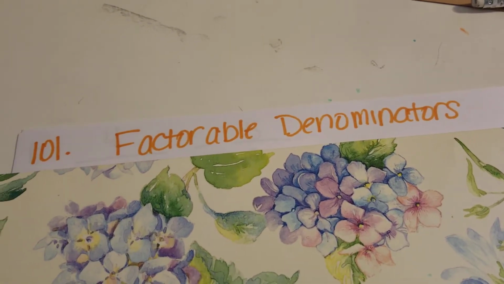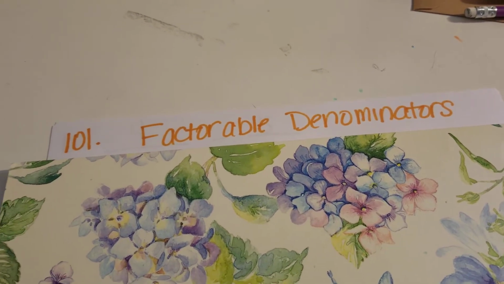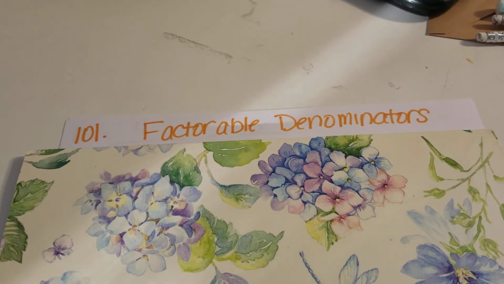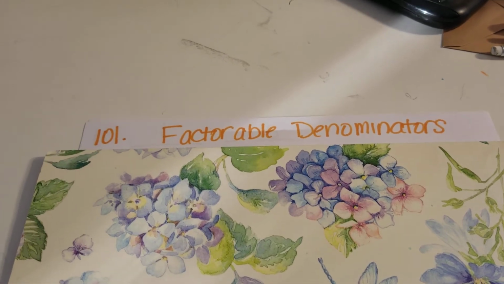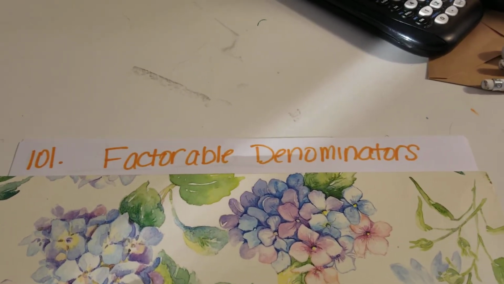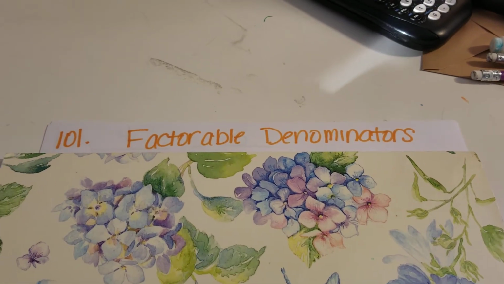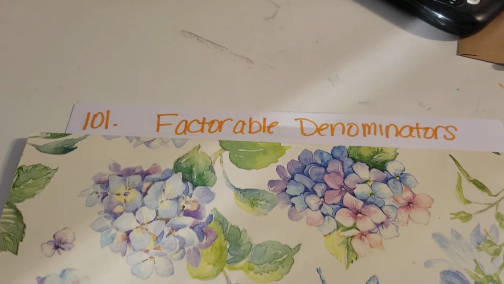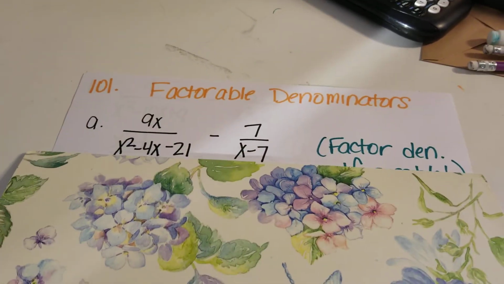Okay, so lesson 101 is dealing with factorable denominators. Last week you learned about lesson 100. I hope you did. And that was about rounding. So I felt like you guys could do that one. This one is about factorable denominators, and the whole point of factoring denominators is so that you can add and subtract those fractions, okay? So that's the idea.